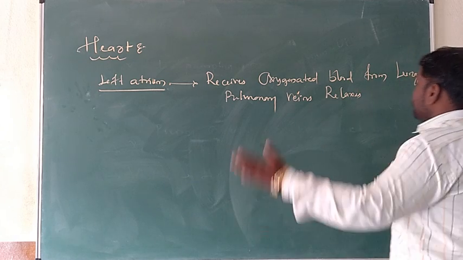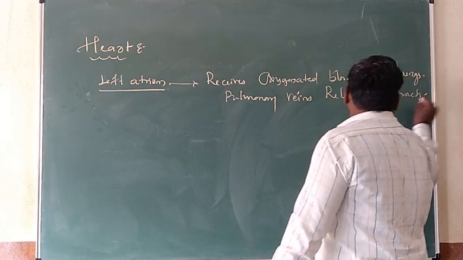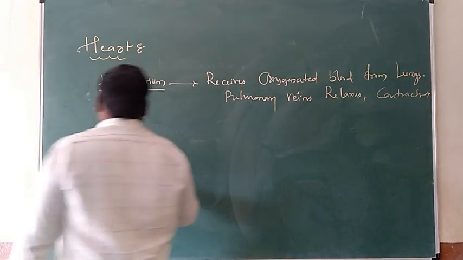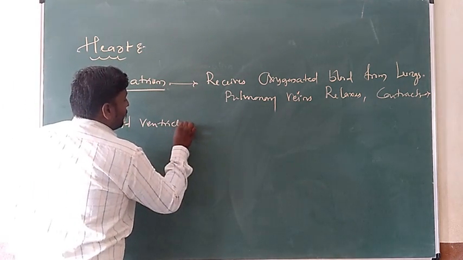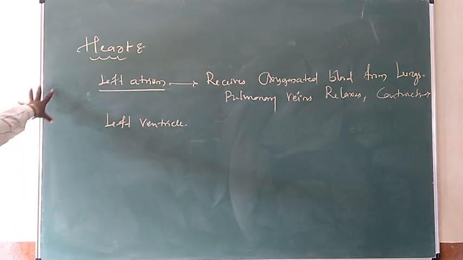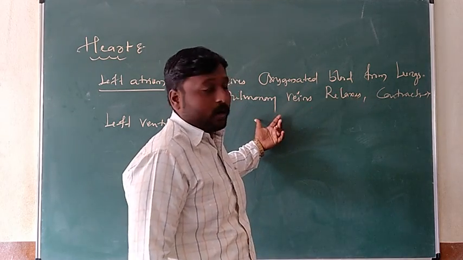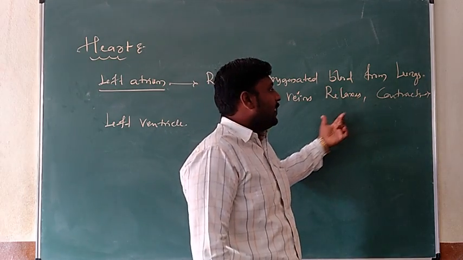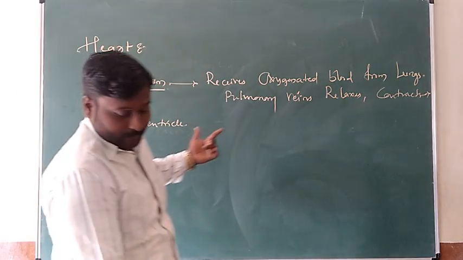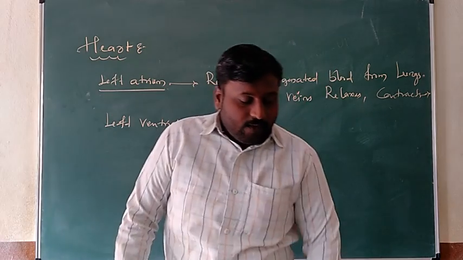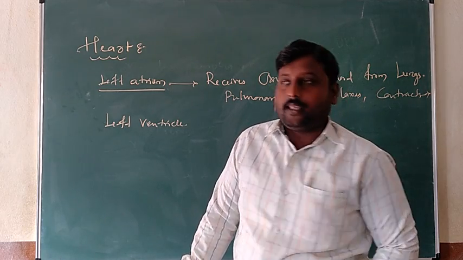Afterwards, what happened, my dear students? The left atrium contracts. What happened? At that time, blood enters where? In the left ventricle. Yes, observe it carefully. First of all, the left atrium receives oxygenated blood from the lungs via the pulmonary veins. Afterwards, it relaxes as well as contracts. The blood is then supplied to the left ventricle. As the left ventricle contracts, the blood is pumped out for circulation in the body.